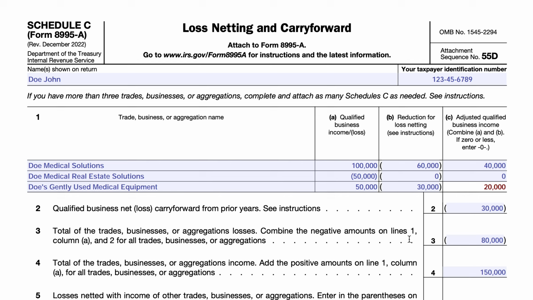So we are currently updating all of our content for IRS Form 8995A with the newest versions of the form and the schedules. So we're rolling out new videos and we're updating our article. And as we do this, we're going to make sure that we post updated links to all these resources on our channel and in the article.